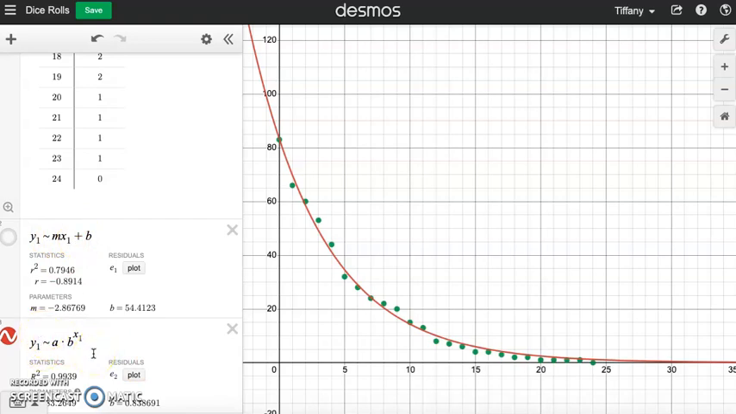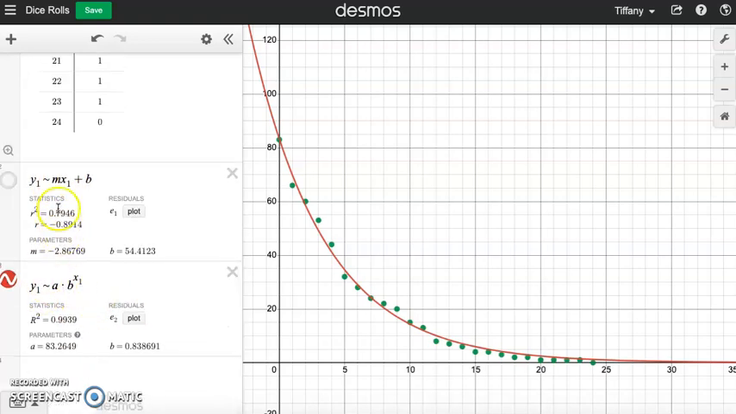And the other thing I want to point out, you see this r squared number? That r squared is basically how good your model is at predicting your points. So the closer it is to 1, the better it is. In our line, it's 0.79, which is pretty high, but not close enough. In our exponential function, our r squared is 0.9939. You can't get much closer to 1 than that. And so you can see that our exponential is almost a perfect fit.